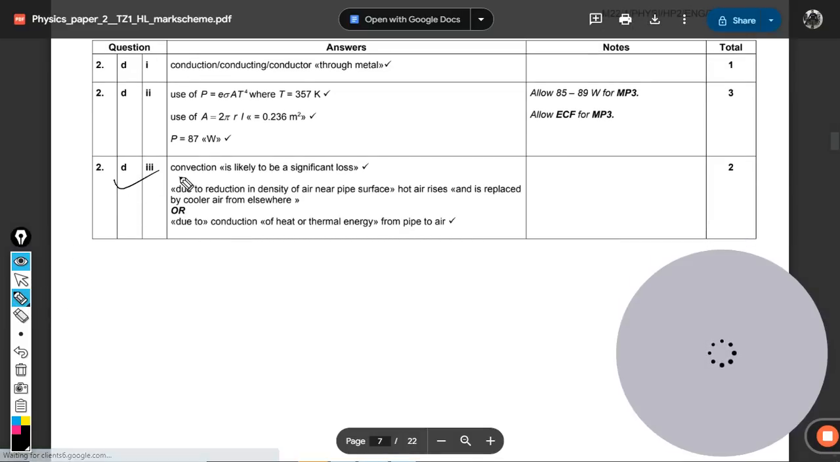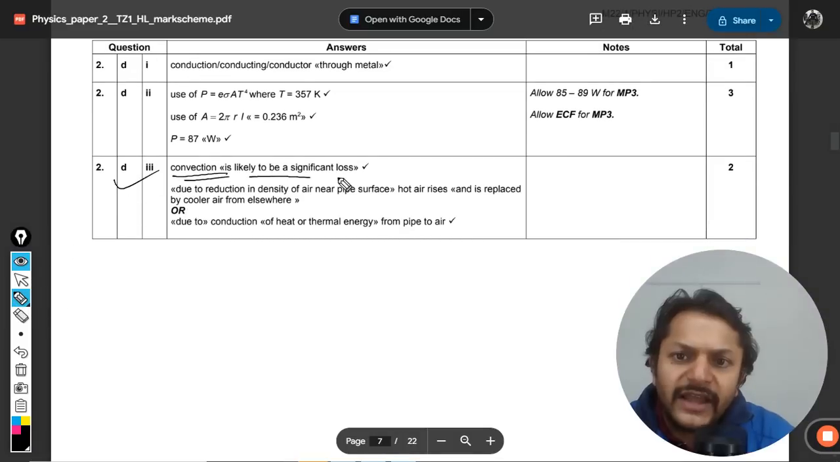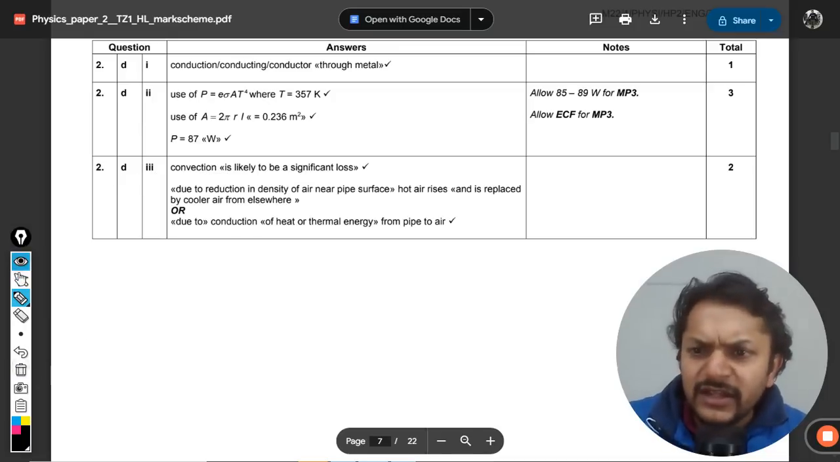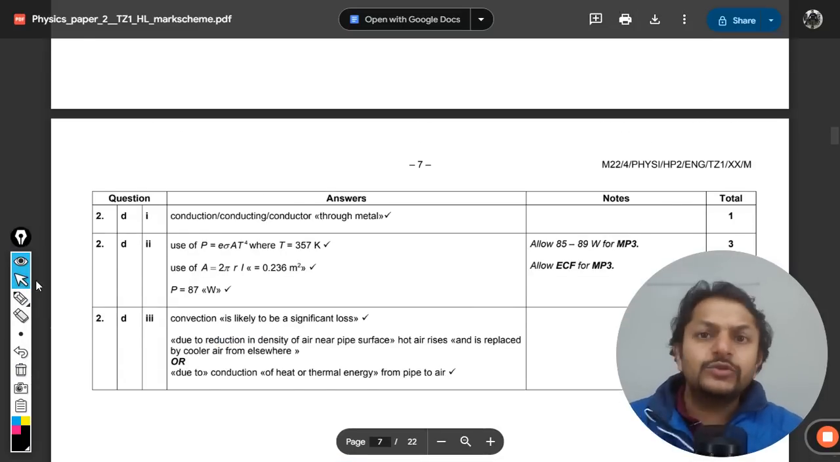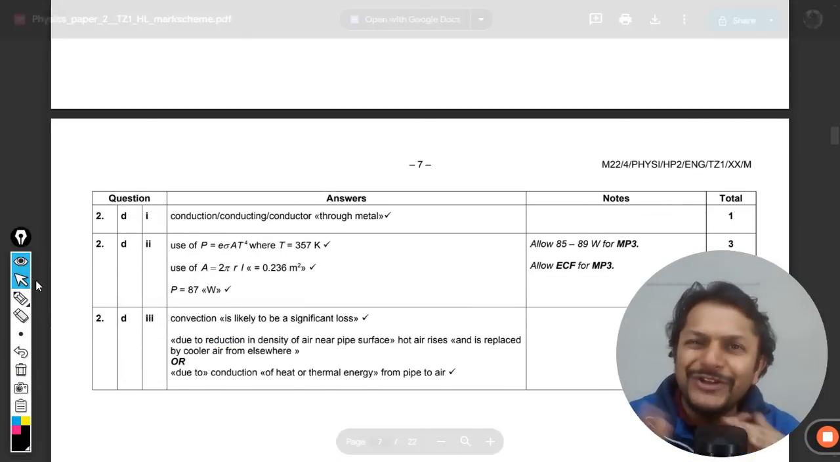Clearly, even in the answer scheme, it says convection is likely to be a significant loss, and there is nothing else there. So this is how we do question number 2, and after this we would be moving to the next question.